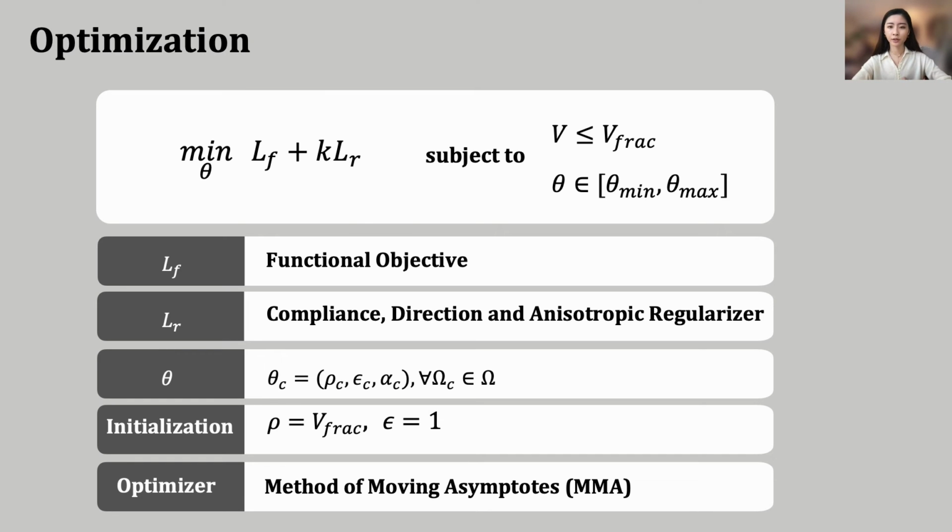For optimization, we minimize our objective as a sum of the functional objective plus a regularizer term. The regularizer computes the compliance energy, typical in topology optimization framework, to introduce sensitivities to the system. We in addition regularize the smoothness of the anisotropy and direction. The optimization problem is subject to 2 sets of constraints. The first is a volume fraction constraint. The second are parameter bound constraints. We optimize 3 parameter fields for each cell in the design domain and initialize them as a uniform field. We use MMA as our gradient-based optimizer.